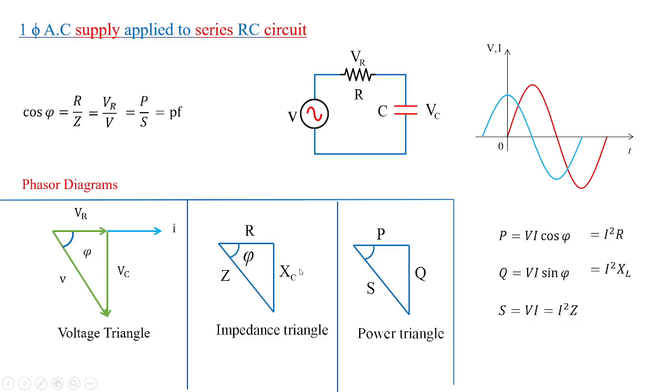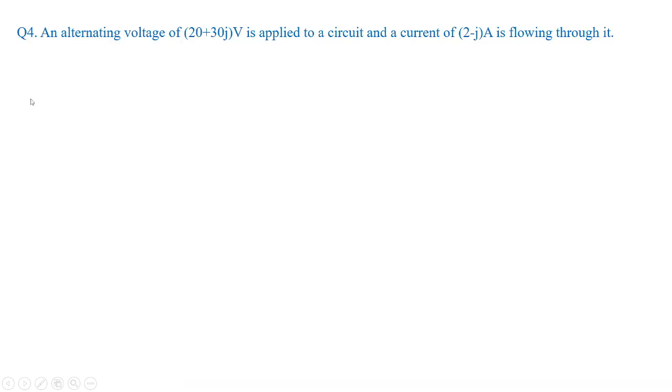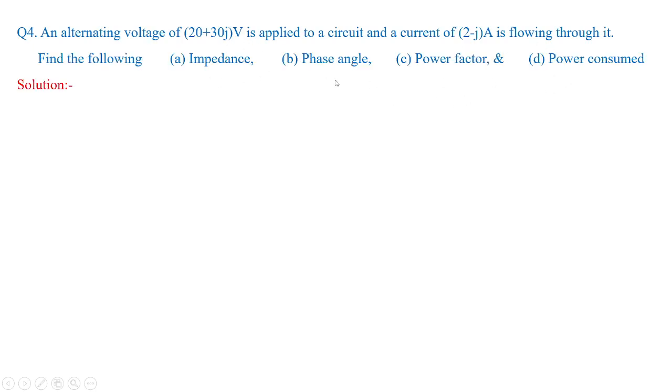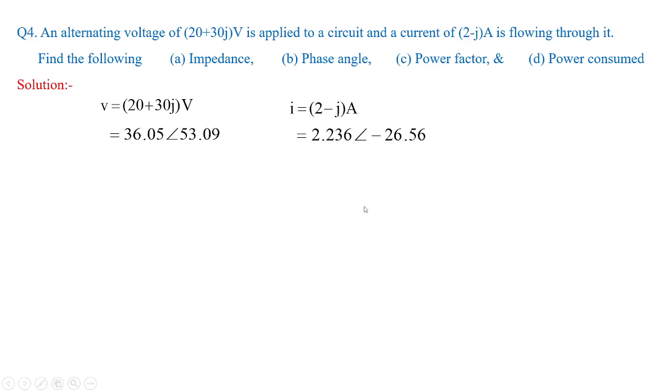And then let us go with the examples of the voltage which is applied to a current, and you have to calculate the impedance, phase angle and the power factor and power consumed. Now you look into this particular value. This is given in the rectangular form. Current is also given in rectangular form. So convert the rectangular form to polar form of voltage and current.